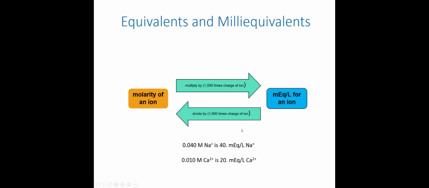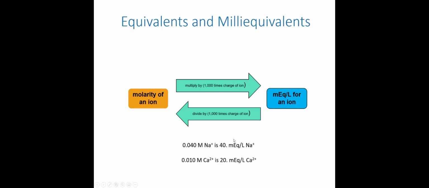On the other hand, if we're dealing with calcium, calcium has a 2 plus charge. So if we want to go from molarity to milliequivalents per liter, we multiply by 2,000, 1,000 times 2. And that would give you 20 milliequivalents per liter.